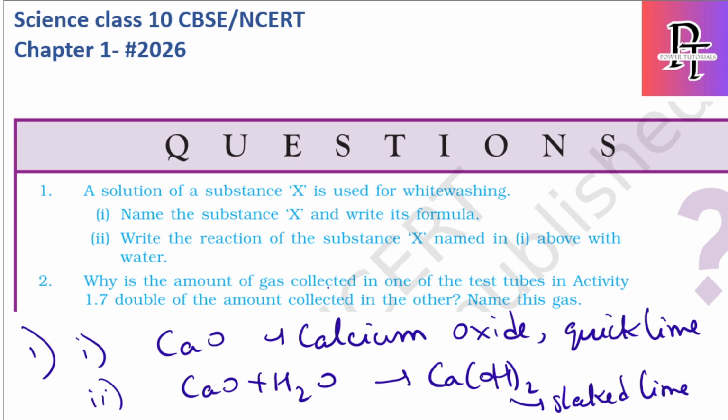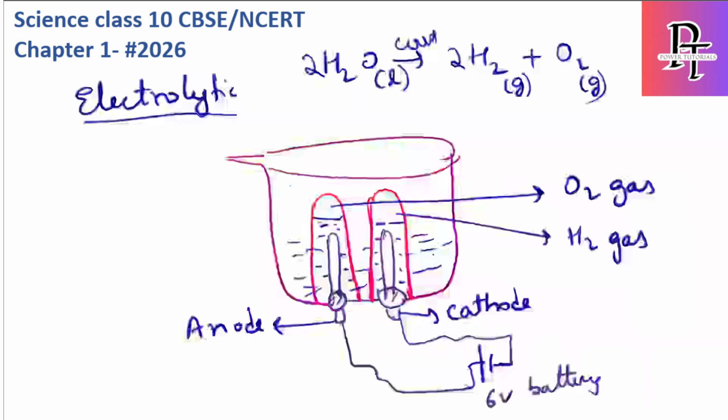Why is the amount of gas collected in one of the test tubes in activity 1.7 double the amount collected in the other? The reaction we are talking about is regarding electrolysis. I'll just show the diagram which we already explained previously. Okay, so this is the diagram they are talking about. This is activity 1.7 in the textbook.